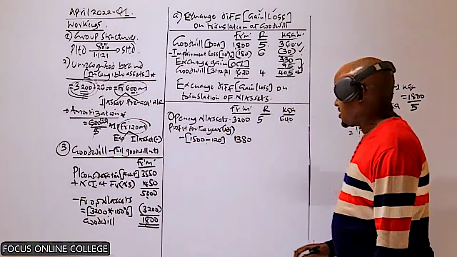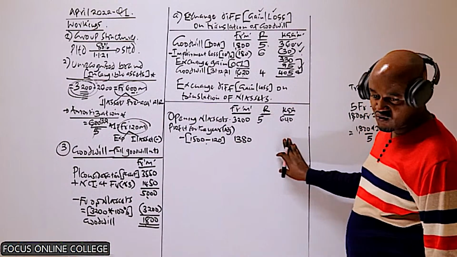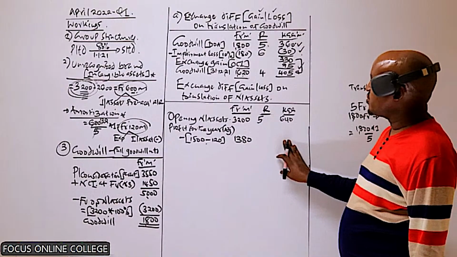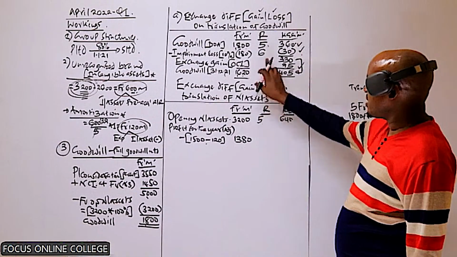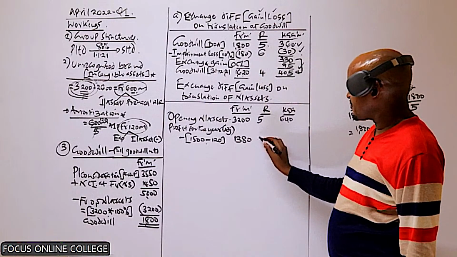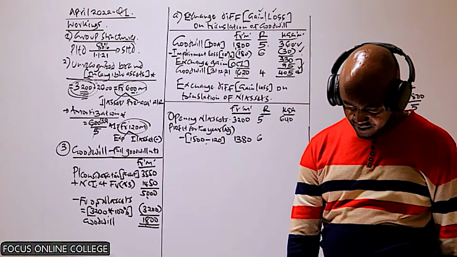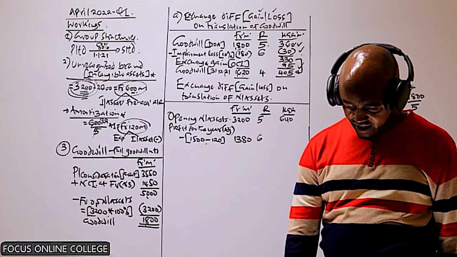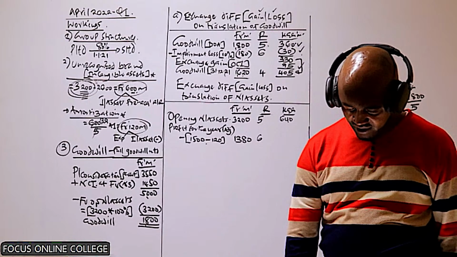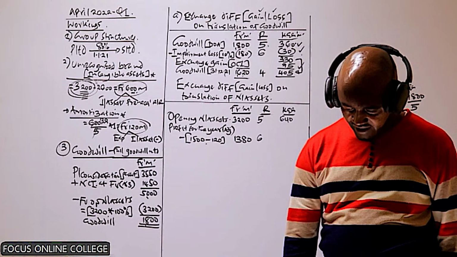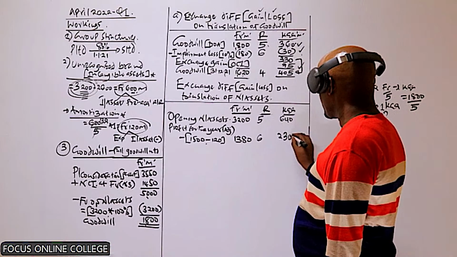Yes. Now, in this case, this being the profit for the year, we translate it into presentation currency using the average exchange rate. The average exchange rate in our case is 6. So we take 1380 divided by 6. That will give us 230.